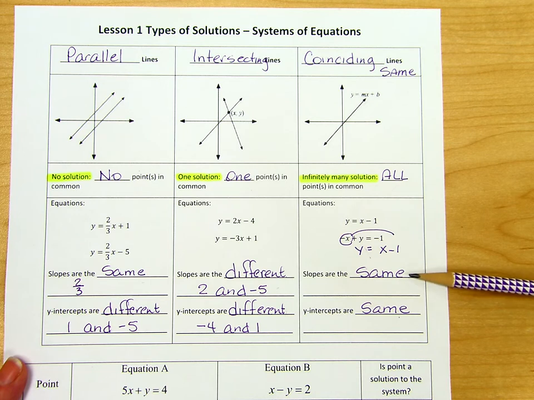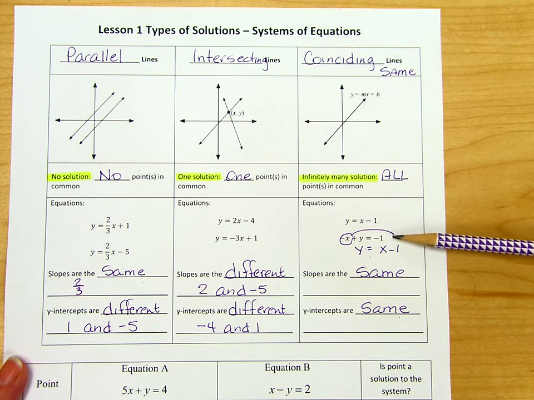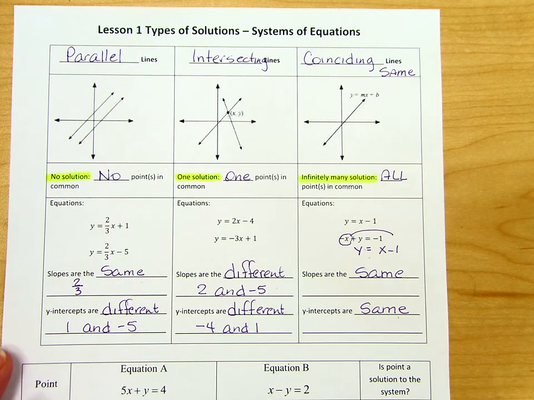For coinciding lines, the slopes are the same as well as the y-intercept. So all we did with this equation here was take it and put it into slope-intercept form so that we can see that these two equations are the same. So that means they have all points in common, so they would have infinitely many solutions. So this is part 1 of lesson 1 for unit 6.